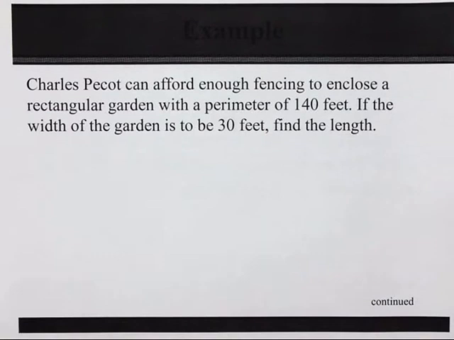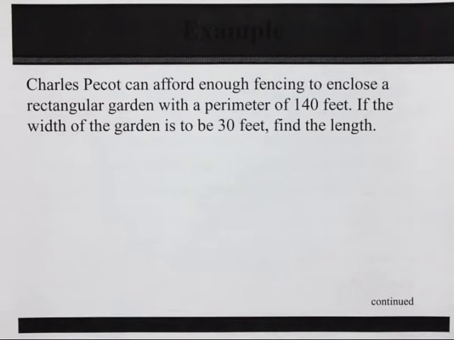So many of these problems are word problems, so we want to keep in mind the ideas of problem solving that we talked about in the last section, but they also involve some type of formula to solve. So Charles can afford enough fencing to enclose a rectangular garden with a perimeter of 140 feet. If the width of the garden is to be 30 feet, find the length.